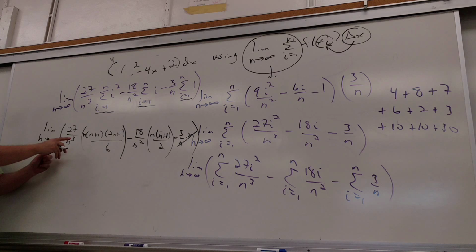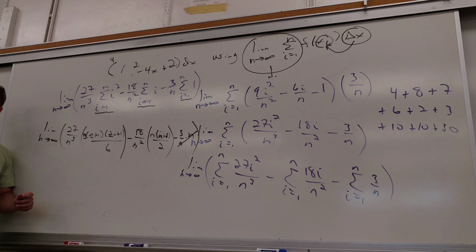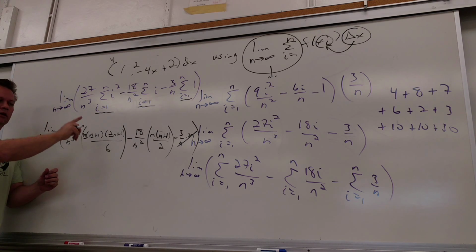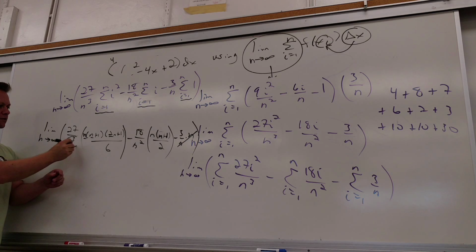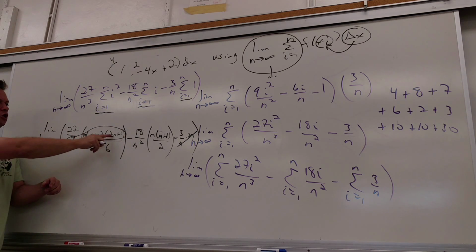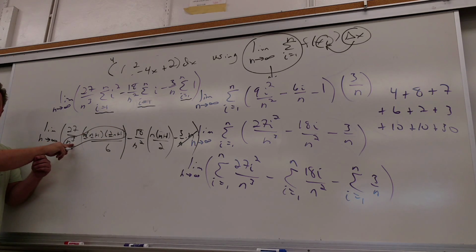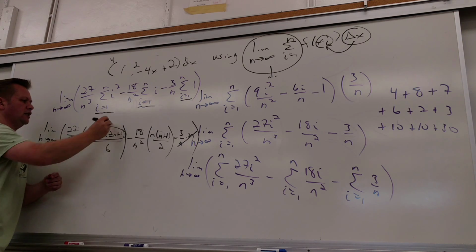Look what happens everywhere else. What's the power up there? What's the overall power? Third power. What would the first term be? 2n cubed. So what's the limit as n goes to infinity of 2n cubed plus stuff over n cubed? 2. Let that be easy.